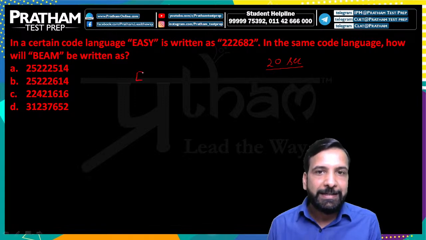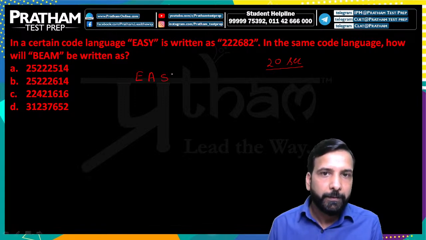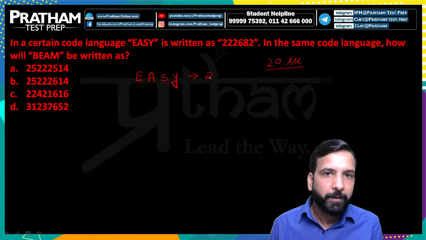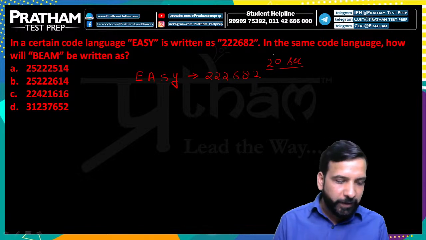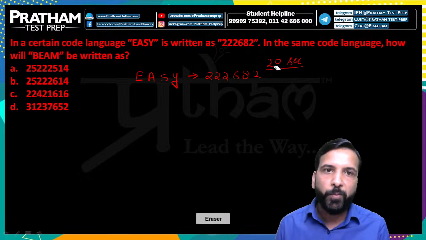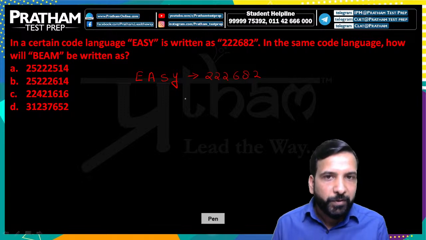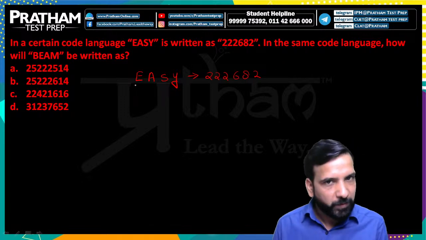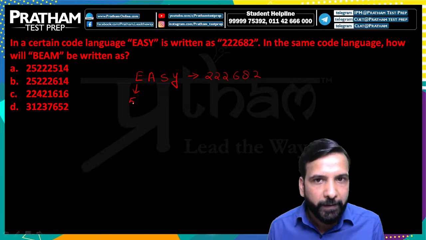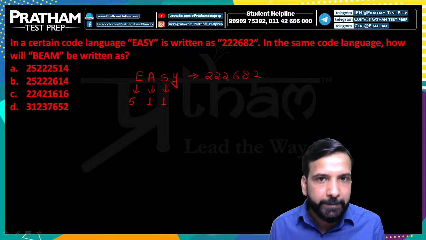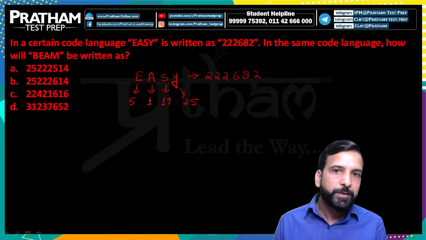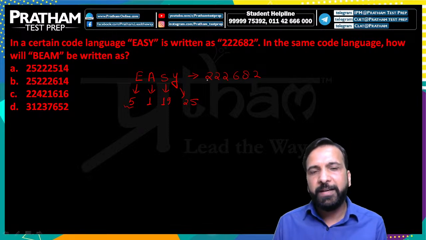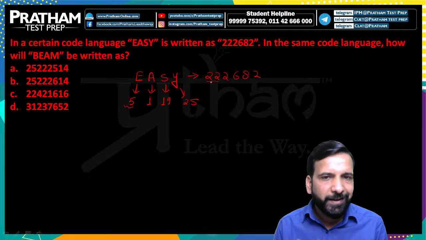Here we have given easy is coded as 222682. So very first thing in case of number coding, आपको क्या करना है, right? Try to find the place values. What is E's place value? 5. A's place value is 1. S is 19th letter and Y is 25th letter, right? So now 5, but here we have either 2 or 22. Now, is there any relation?